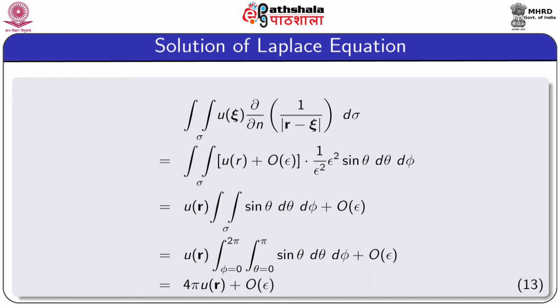Since r is a constant, we can take out the term u(r) from the integration. So, this is u(r) times the integration of sin θ dθ dφ over the surface sigma plus an order epsilon term, and after integration we obtain its value is 4π. Therefore, the value of the integral of u ∂u'/∂n is equal to 4π u(r) plus a term of order epsilon.